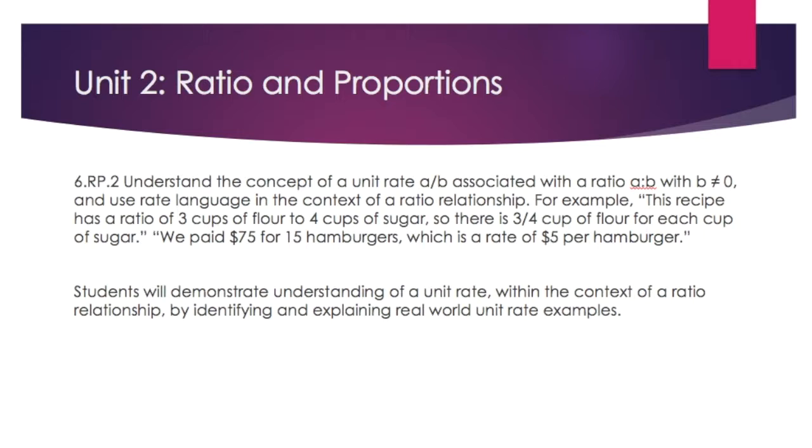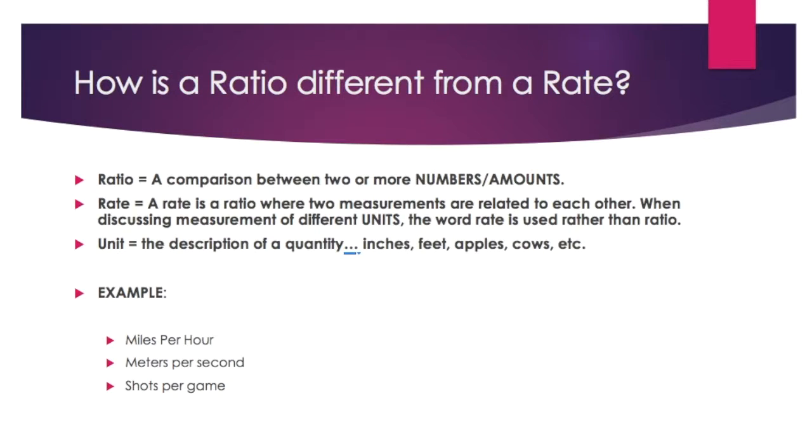So our objective is that students will demonstrate understanding of a unit rate within the context of a ratio. So we're going to identify and explain real-world unit rate examples. A ratio is different from a unit rate because a ratio is a comparison between two or more numbers, and a rate is a ratio where the two measurements are related to each other but are in different units. So the word rate is used rather than ratio.